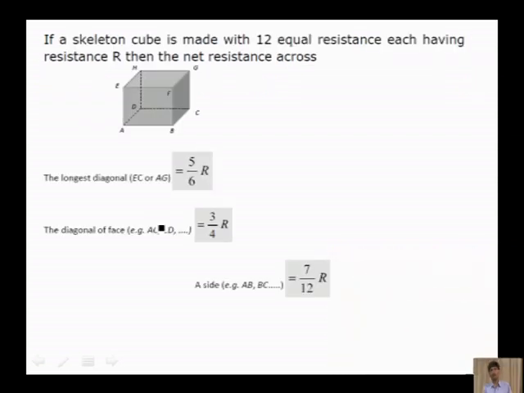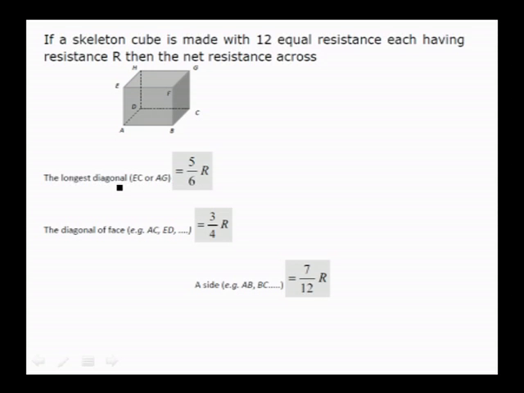Next, this is one of the most important problems. It requires a lot of steps to calculate, but here we are given a very simple shortcut. This is a skeleton of a cube. All the sides of this skeleton have a resistance equal to R. Now I would like to calculate the resistance between the longest diagonal.